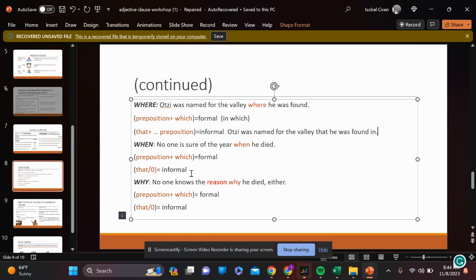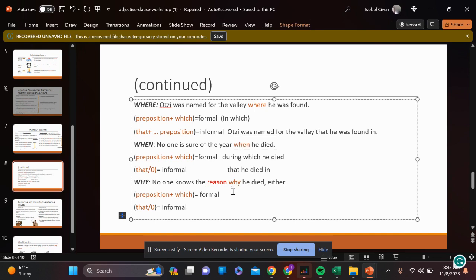Or you could say, no one is sure of the year during which he died. I really think that's a little awkward and long. And you could say, no one is sure of the year that he died, that's okay, that he died in. That just sounds also really awkward to me. As a native English speaker, I would always choose when to modify year, or day, or the time, you know. No one knows the reason why he died either. All right. So we use why.